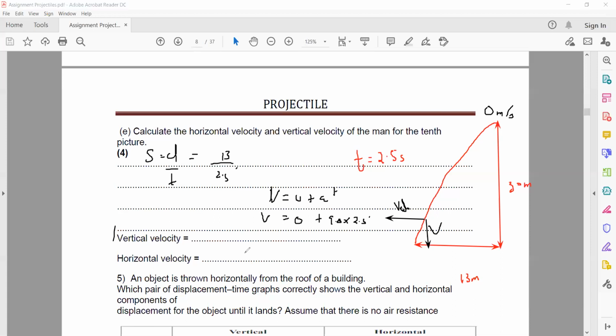24.5. So vertical velocity was 24.5, and the horizontal is 13 divided by 2.5. What's the answer? 13 divided by 2.5 is equal to 5.2. So we have both velocities, the horizontal and vertical.